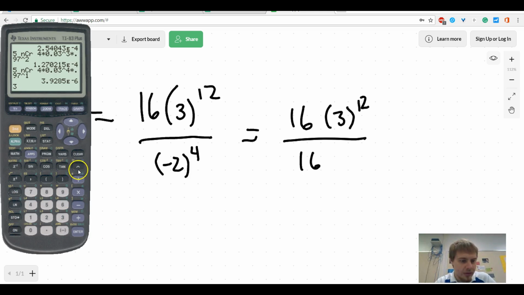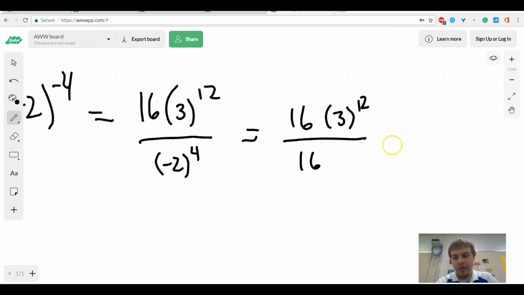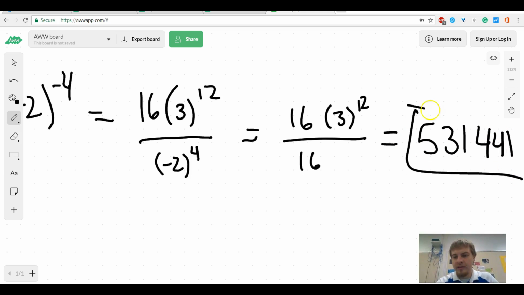So I'm going to go 3 to the 12th, which is that big number, times that by 16, then divide that by 16, and we can see that we just get this big number, which is 531,441. So 531,441, and that is my final answer.